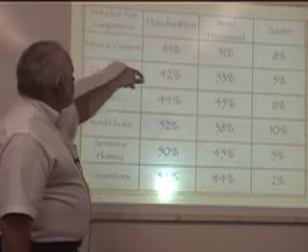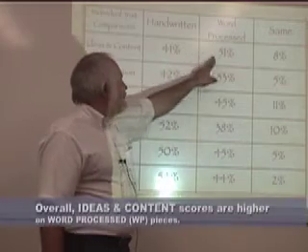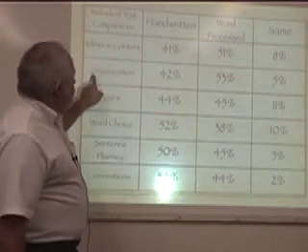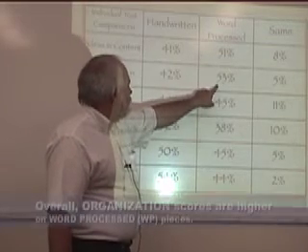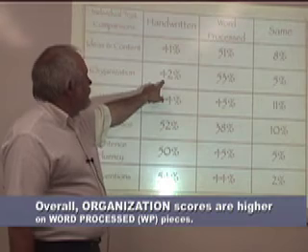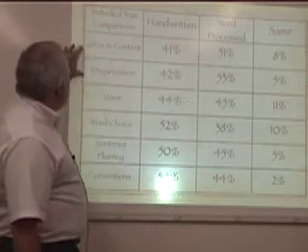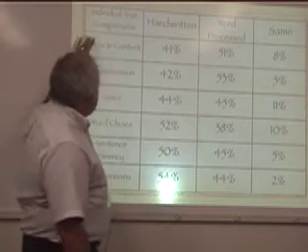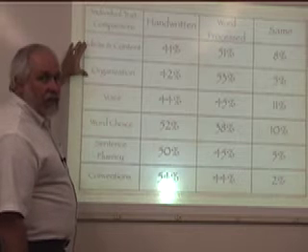Overall, ideas and content scores were higher with word processed pieces, 41% to 51%, a 10% spread. That's significant. The organization was also significant in that we had 53% here and 42% here. A very large spread, 11-point difference. So we know that for ideas and content and organization, students using the word processor will generally get higher scores in these two areas.